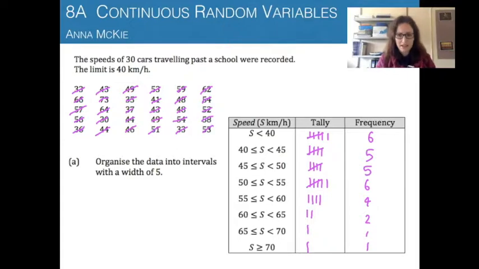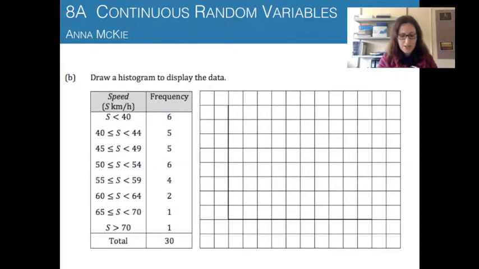So that's part A. Next, we're asked to draw a histogram to display the data. I've written the frequencies down here. So let's go ahead and do that. Let's put arrows on our axes because they continue. Let's label our axes. So on the vertical we would have frequency, and on the horizontal axis we would have the speed. Thinking about the space, how many columns are we going to have here? 1, 2, 3, 4, 5, 6, 7, 8 columns.